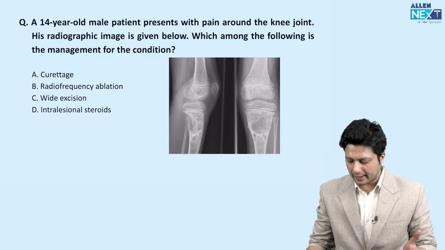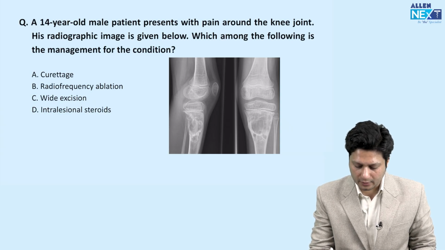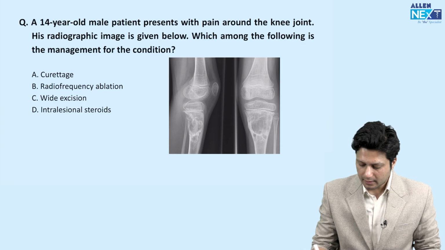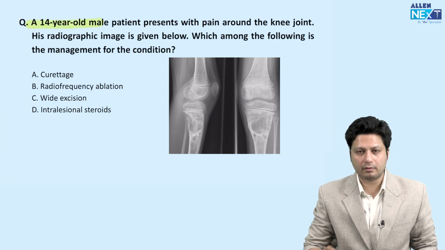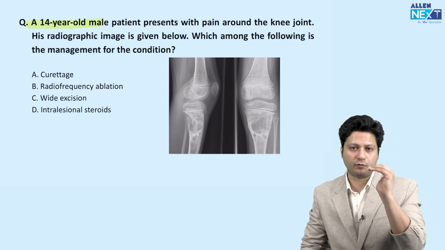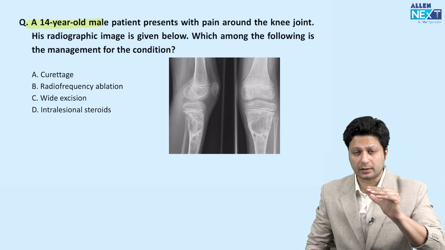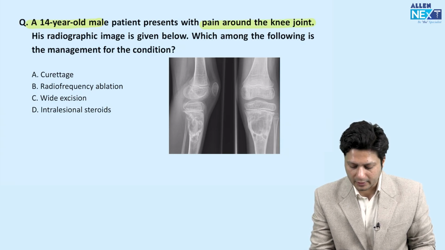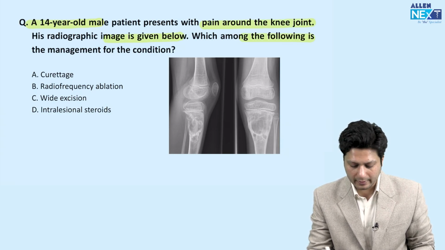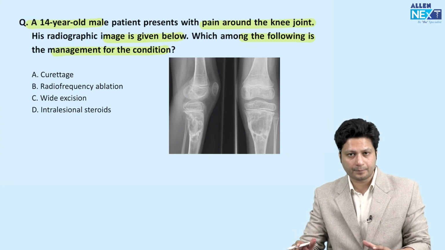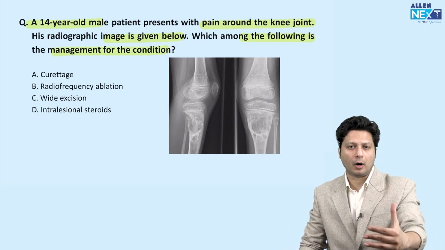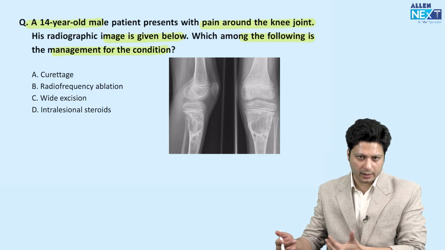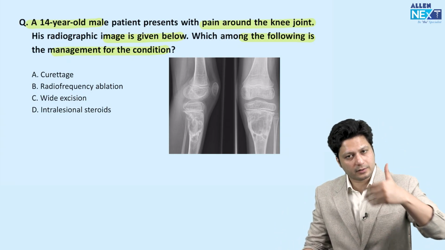Next, the question is about a 14-year-old. Again, a question related to tumor, and it is extremely important to mention the age of the patient. 14 means less than 20, that means a skeletally immature individual, presents with pain around the knee joint. His radiograph image is given below. Which among the following is the management for this particular condition? They are asking what the diagnosis is based on the X-rays and what the management is. So you have to make the diagnosis first, then the management.